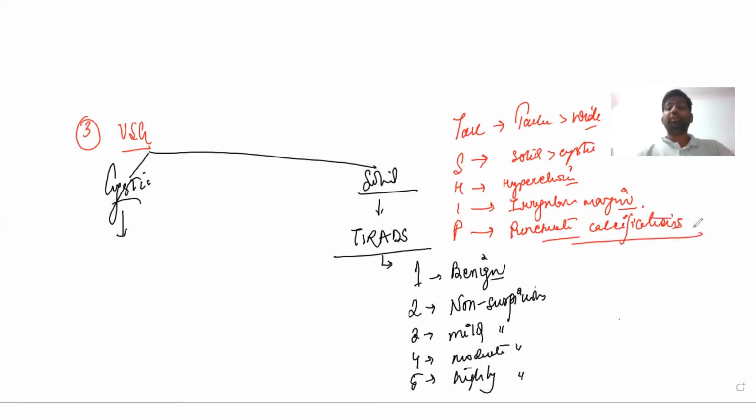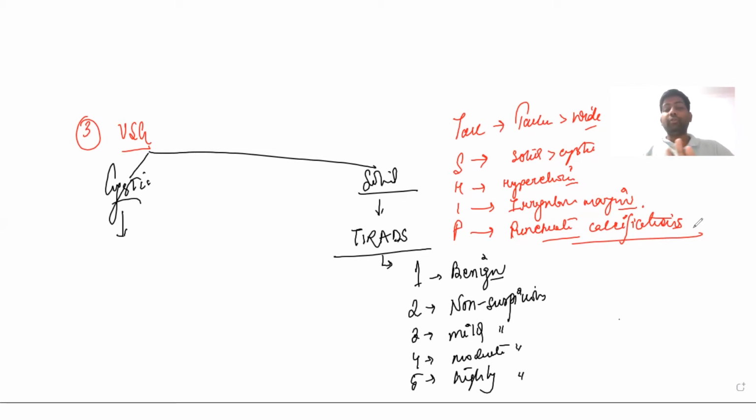So these are the parameters that we look for in the ultrasound, and based on this we give some scores, and based on those scores we give the TIRADS staging, and depending on the TIRADS staging we can identify whether the patient is having a benign, non-suspicious, mildly, moderately or severely suspicious lesion. Now depending on this TIRADS we decide whether we do an FNAC or not. We will see that subsequently.